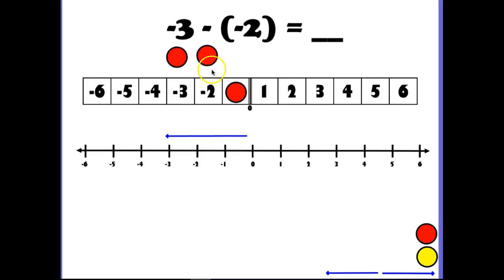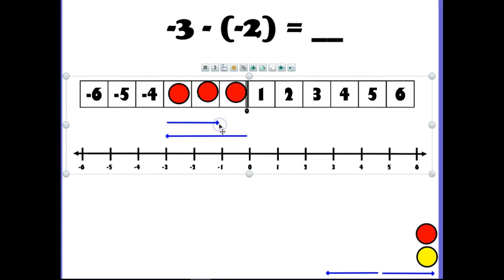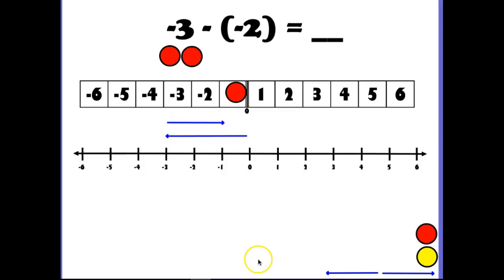So which way am I going to go on the number line? I'm going to go back the other way, 2 spaces. One, 2. So see, here I took them away, and I ended up with a -1. Here I went from 0 to -3, and then back the other way to -1. So my answer is -3 minus a -2 is negative 1.